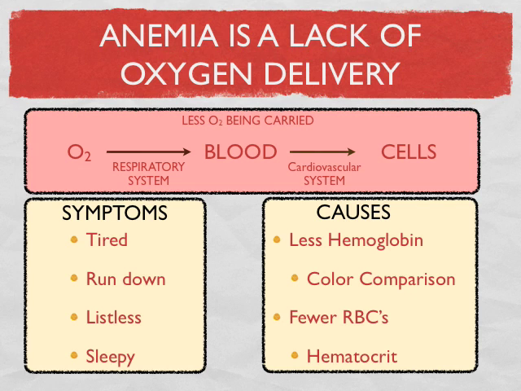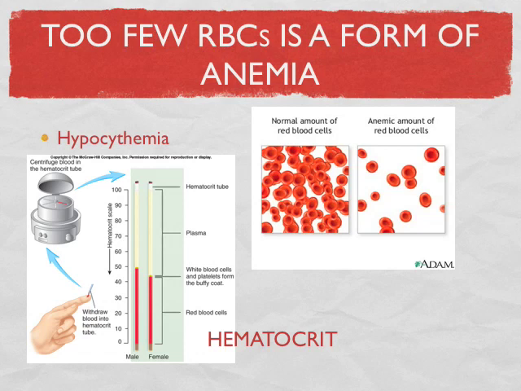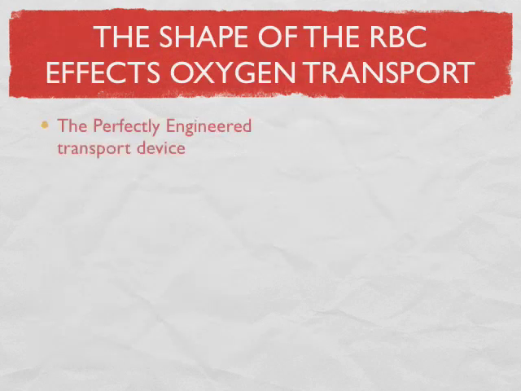So, too few red blood cells is a form of anemia, and it's going to seriously affect your delivery of oxygen. The third element that affects the delivery of oxygen is the shape of the red blood cell. It's very interesting that the red blood cell is perfectly designed or engineered to do what it does.